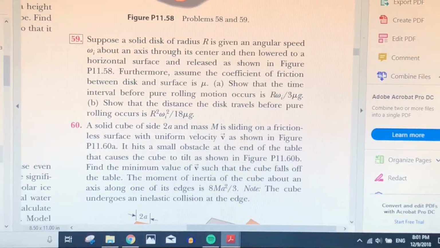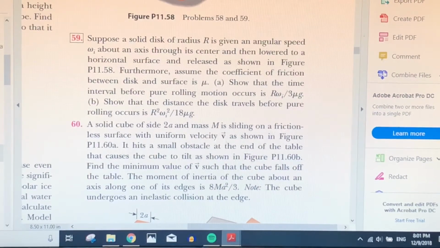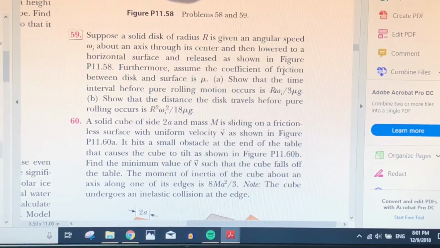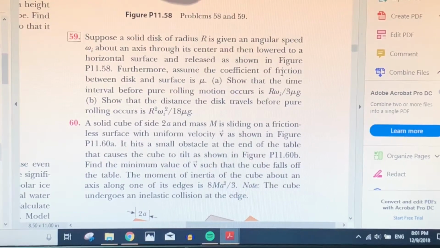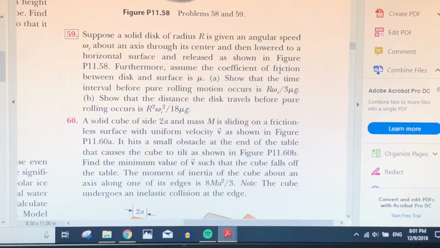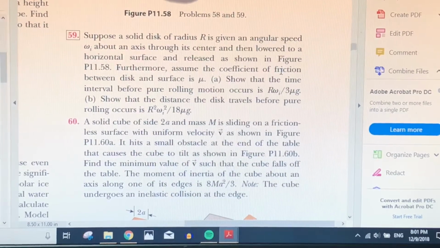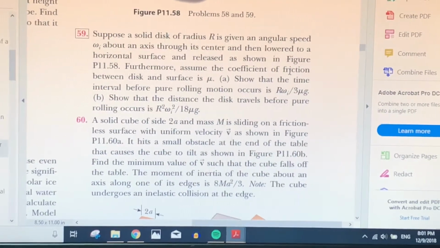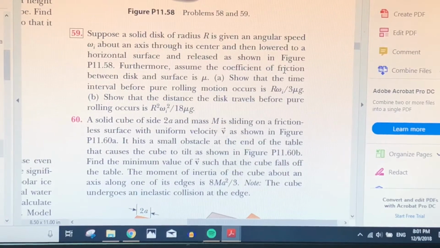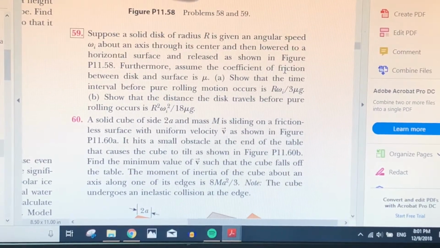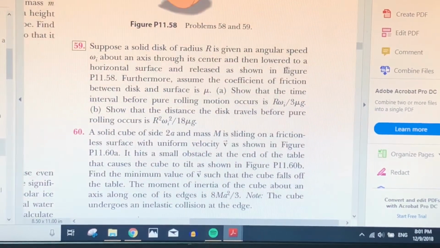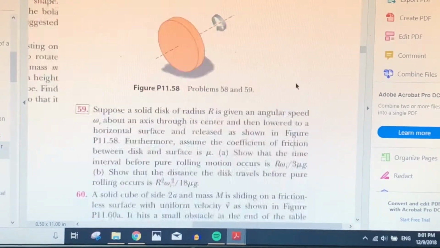Furthermore, assume that the coefficient of friction between the disk and the surface is mu. A. Show that the time interval before pure rolling motion occurs is r omega initial divided by 3 mu g. And B. Show that the distance the disk travels before pure rolling motion is r squared omega initial squared divided by 18 mu g. And that's what the diagram looks like.